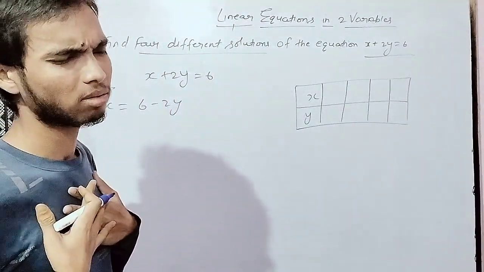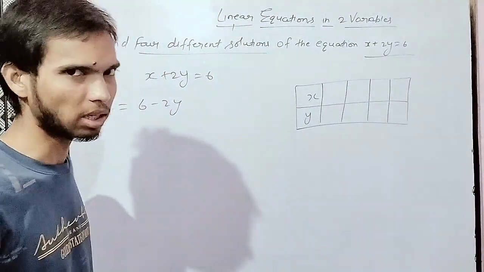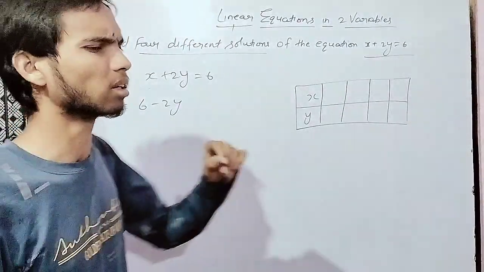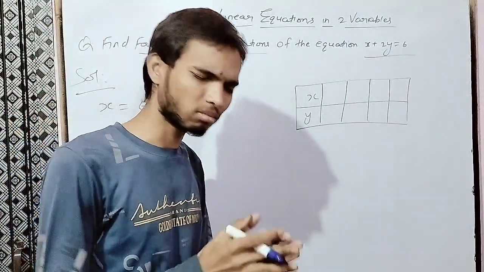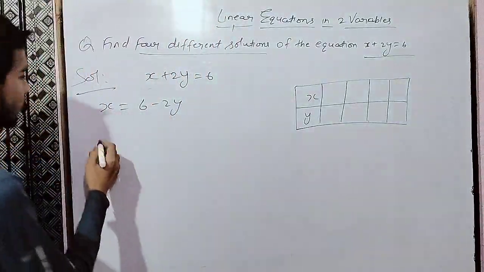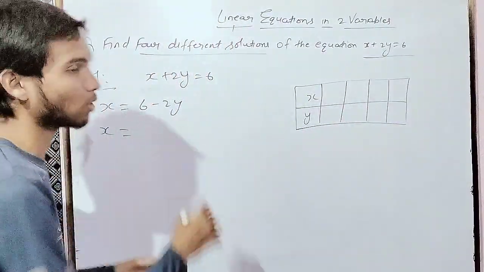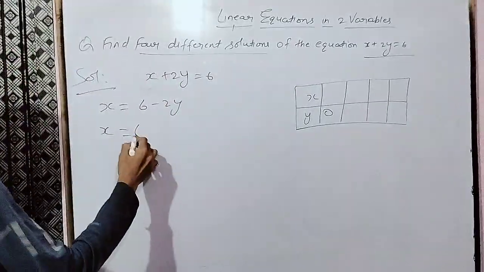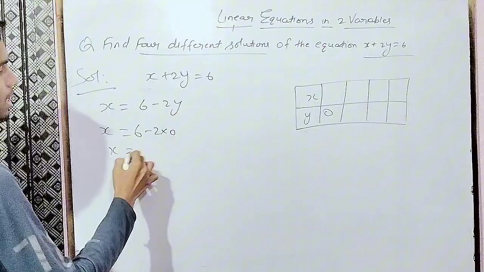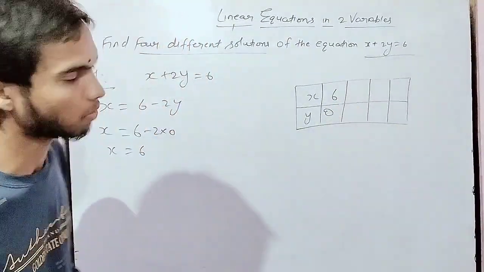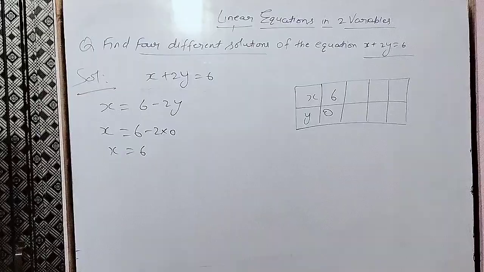Now this will be considered as x, and this will be considered as y. I said let's start from 0. Rather than taking a random number, it will be better to start from 0. So when we take y as 0, then x will be how much? 6 minus 0, x will be 6. Okay, one solution we have found.